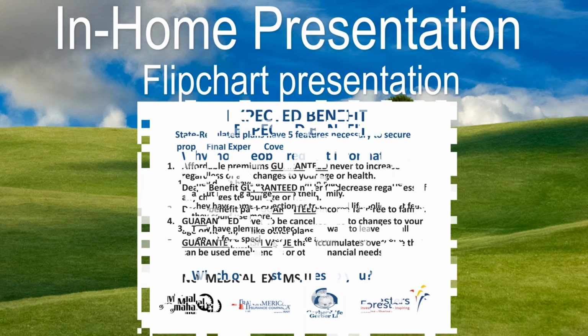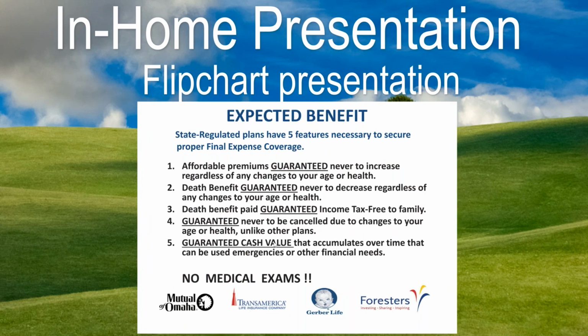Now I'm going to go over the guarantees. Jimmy, the state regulated plans that I can help you with have 5 guarantees, 5 features necessary to secure proper final expense coverage. One is, Jimmy, we're going to promise you that we're going to find you affordable premiums that are guaranteed never to increase regardless of any changes to your age or health. And sometimes you may even want to reference other plans, like through AARP or some of these other plans that do not have those guarantees.